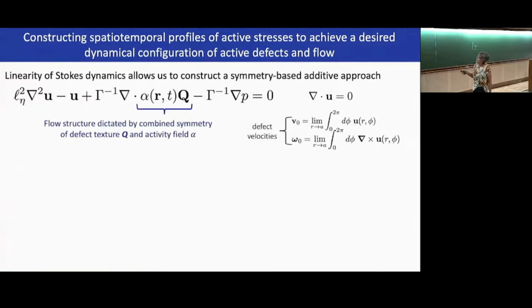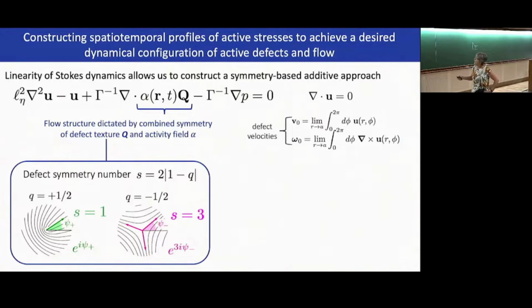Now, I want to notice a couple of things. The flow structure clearly is dictated by the combined symmetry of the defect texture and the activity field. For the defects, there are +1/2 and -1/2, but it's actually more useful, instead of using their topological charge to characterize them, to use what we call a defect symmetry number, which is 1 for the +1/2, which is essentially a vector, and 3 for the -1/2, which is a triad.